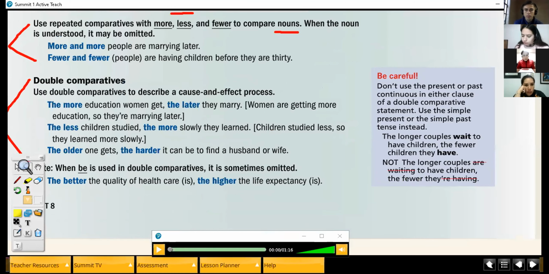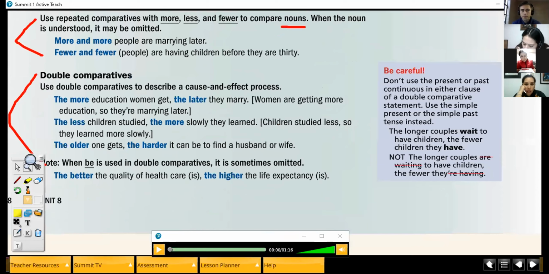Double comparatives. Use double comparatives to describe a cause and effect process. The more education women get, the later they marry. Women are getting more education, so they're marrying later. The less children studied, the more slowly they learn. Children studied less, so they learn more slowly. The older one gets, the harder it can be to find a husband or wife.